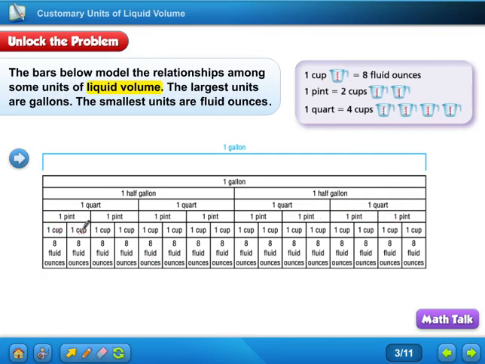Cups. 2 cups are in a pint. 4 cups are in a quart, just like what it says right here. And then 2, 4, 6, 8, 10, 12, 14, 16 cups are in a gallon. And then 8 fluid ounces are in each cup, just like what it said right there. All right.